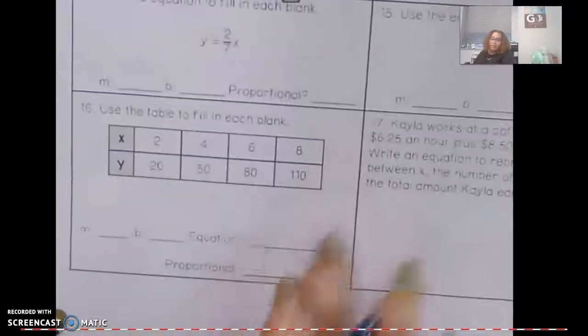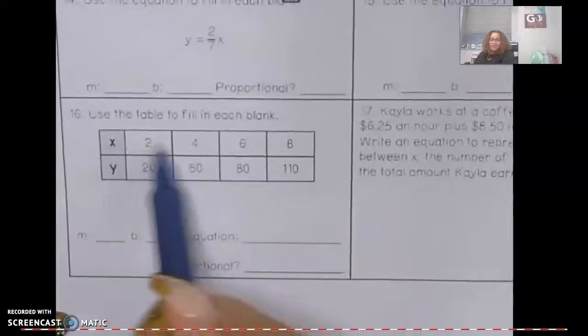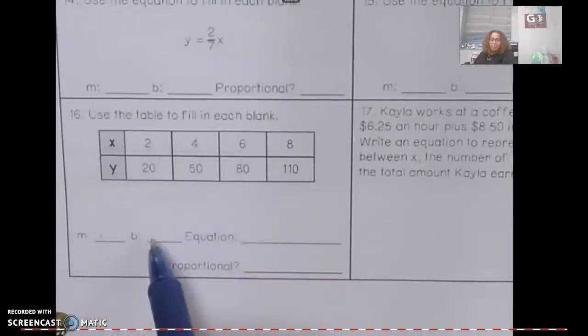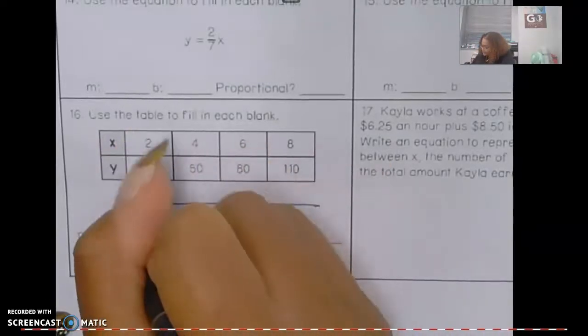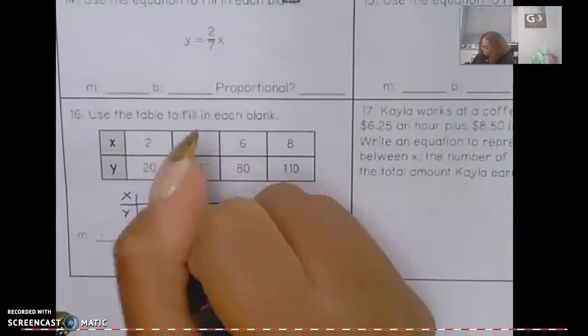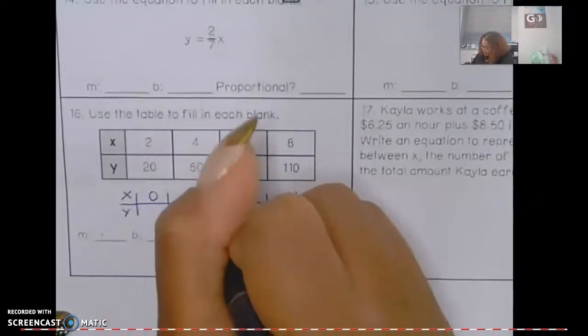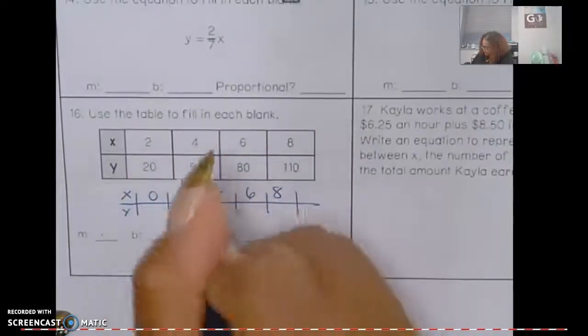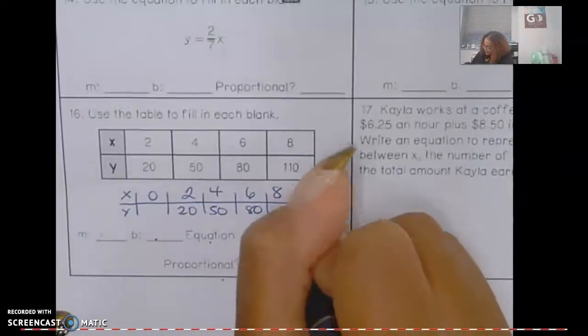All right, following the backwards direction with the questions. This says, use the table to fill in each blank: find the slope, find the y-intercept, the equation, and is it proportional? So if you were in class and we did this, I had an x and a y, and I left some space for a 0 because I got 2, 4, 6, 8 here, and I have 20, 50, 80, and 110 here.